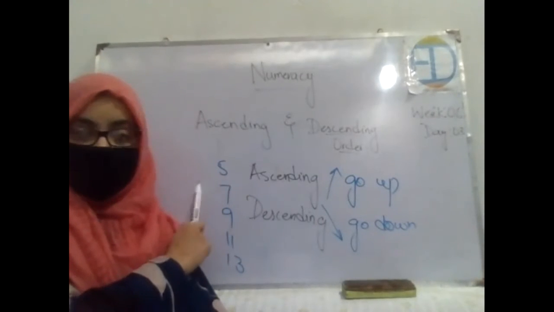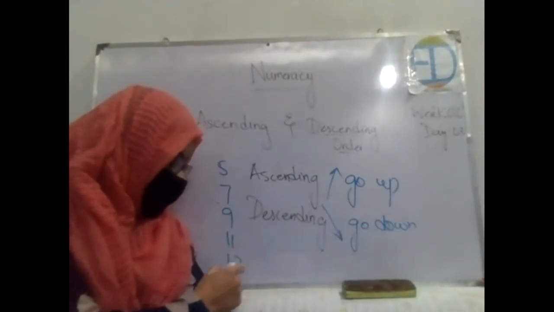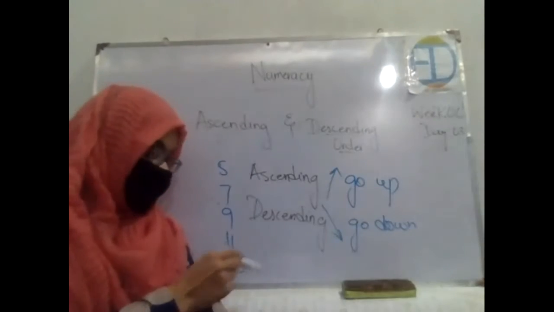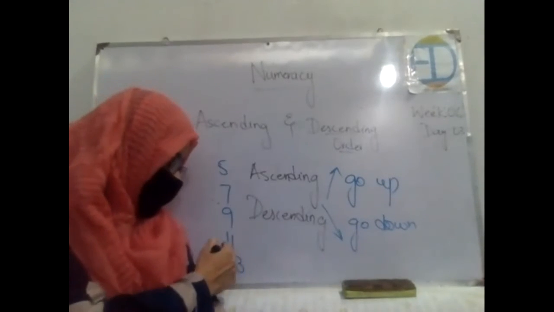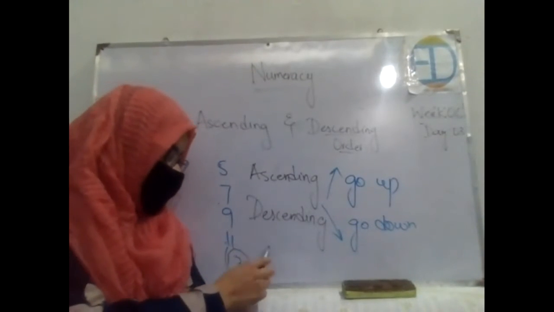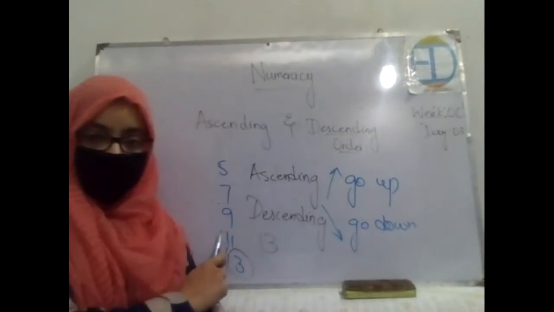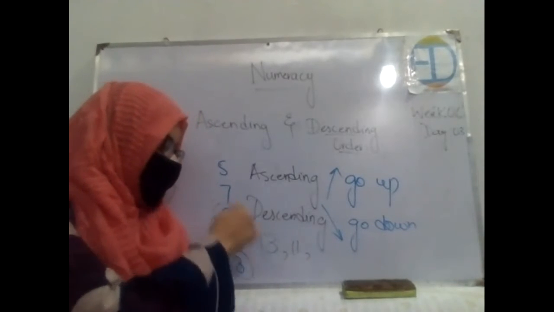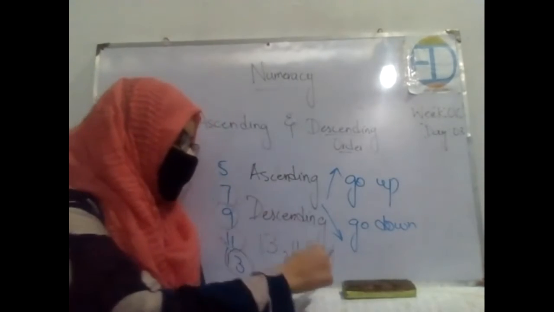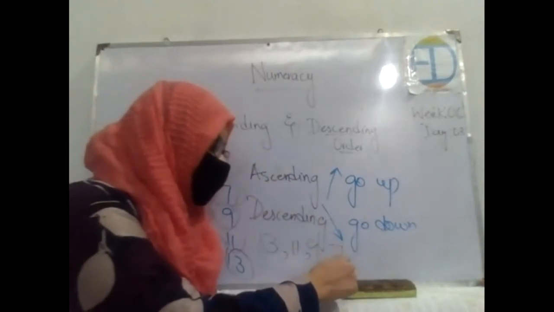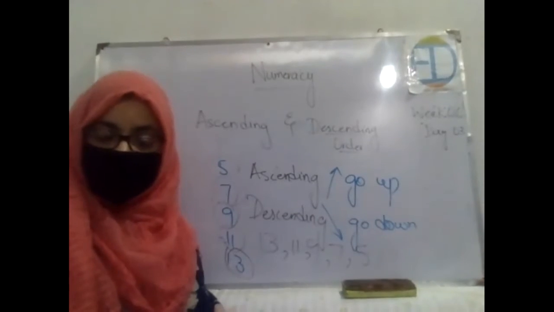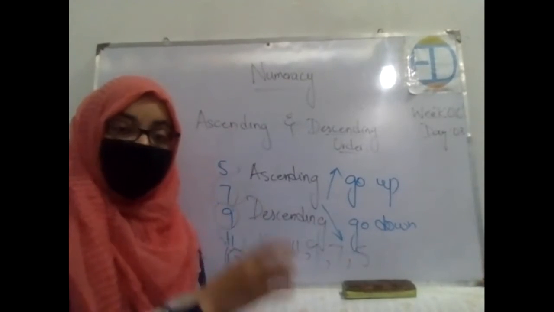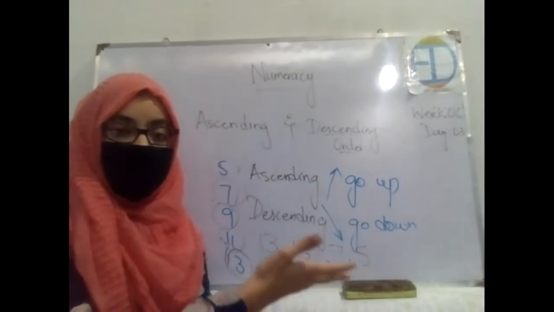So if somebody asks me to write it in descending order, I will first identify the highest number among the numbers given. The highest number in this case is 13, right? So I'll start writing from 13. Then what is the next lowest number after 13? It's 11. Then I'll write 11. What comes before that? It's 9. Then 7. And finally there would be 5. Got it? So descending means we start from the highest number and move toward the lowest number.